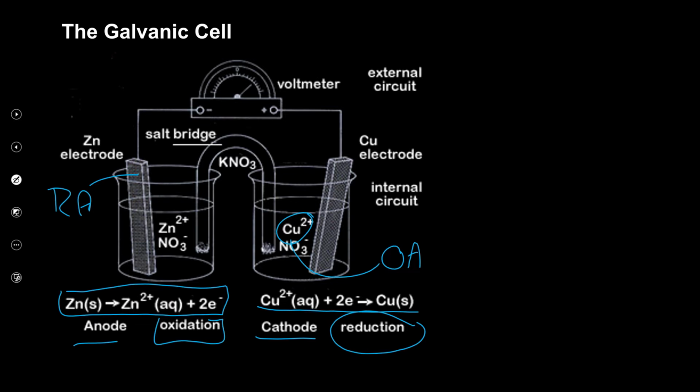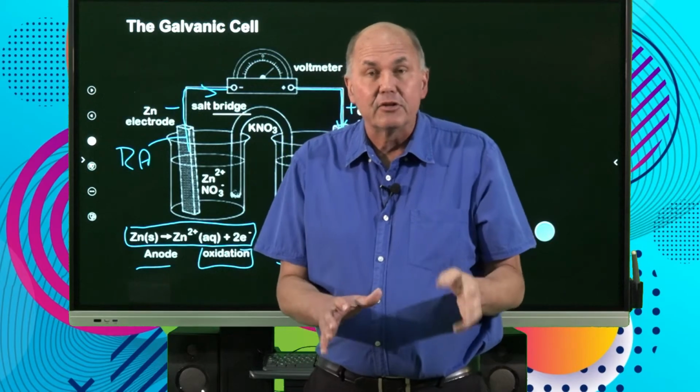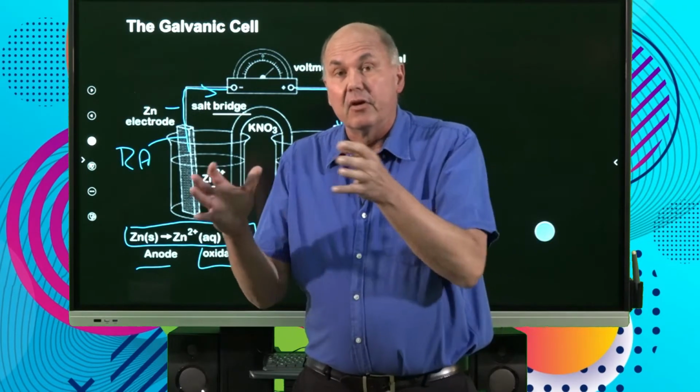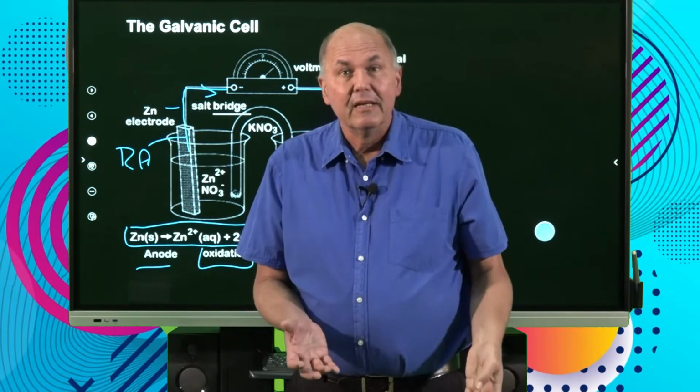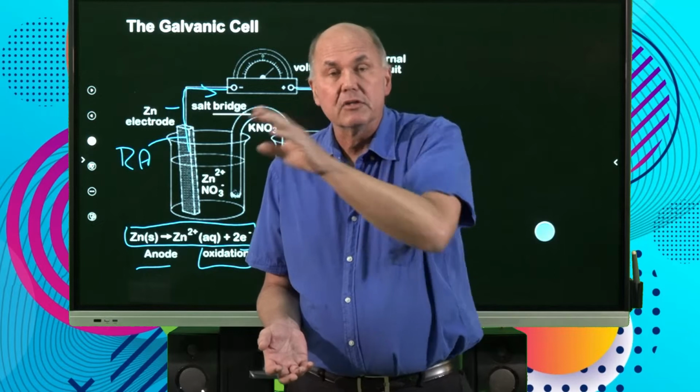And remember that because this is the reducing agent, it's donating electrons, so electrons are going to move through the external circuit from the zinc electrode through the voltmeter, and it's going to end up on the copper electrode. Anything that's a source of electrons is going to be a negative terminal, and anything that's accepting electrons is going to be a positive terminal. So the zinc electrode is considered negative, and the copper electrode is considered positive. The movement of electrons is from the zinc through to the copper, as I've indicated.